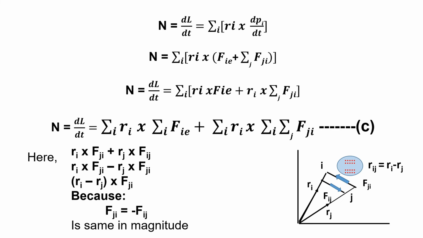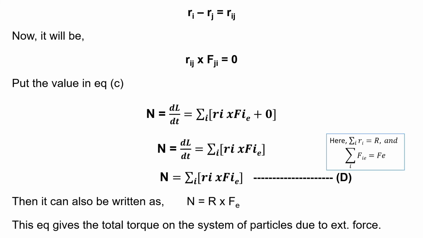Now substituting this value, capital N is equal to dL over dt. We have ri minus rj is equal to rij. So rij cross Fji is equal to 0. Putting this value in equation C, the above equation becomes N is equal to dL over dt is equal to summation i of ri cross Fi(e) plus 0. So that equation will be written as now capital N, that is torque, is equal to dL over dt is equal to summation i of ri cross Fi(e).